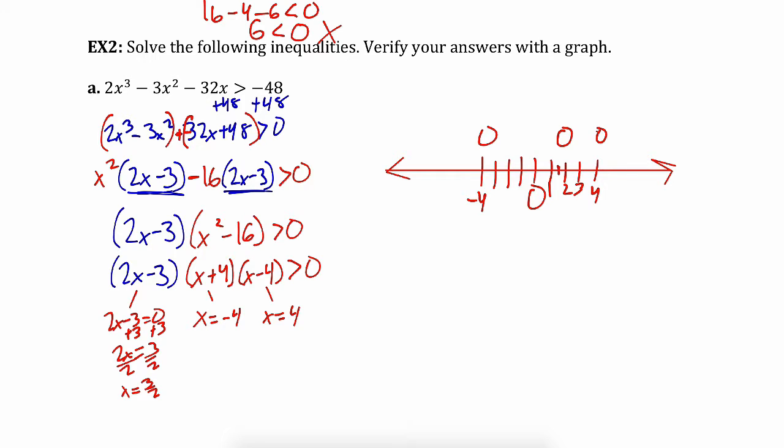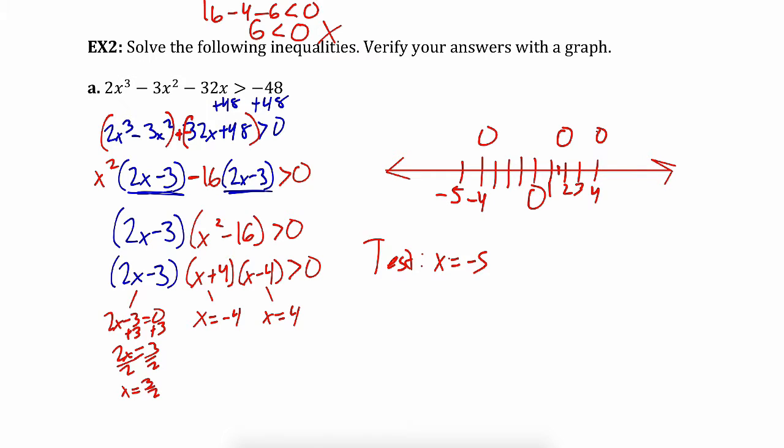So let's just start going left to right. Let's start by testing something on the far left side. We'll test out x equals negative 5. Sorry, I'm having a hard time speaking right now. So we'll start off with x equals negative 5.